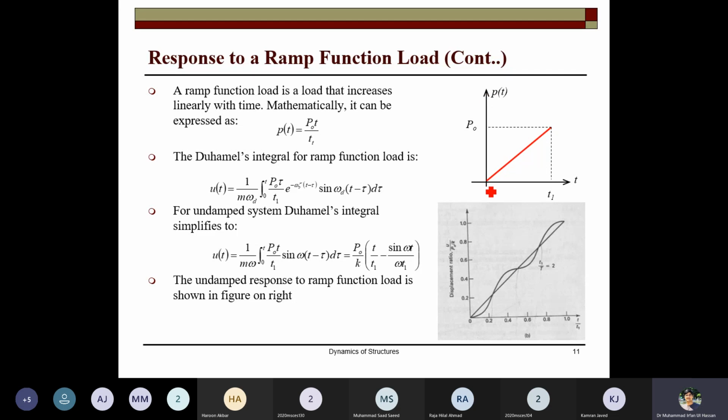Now next is the linear function. This is called as the ramp. ये रैम्प फंक्शन इसको कहेंगे. रैम्प फंक्शन का क्या रिस्पॉन्स है? तो ये इसका जो फंक्शन बनेगा P फॉर दिस केस इज P नॉट T ओवर T1.